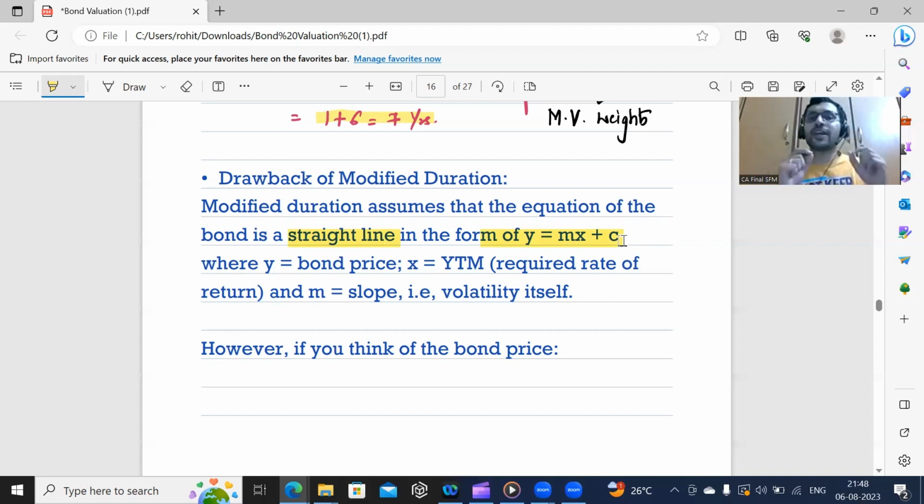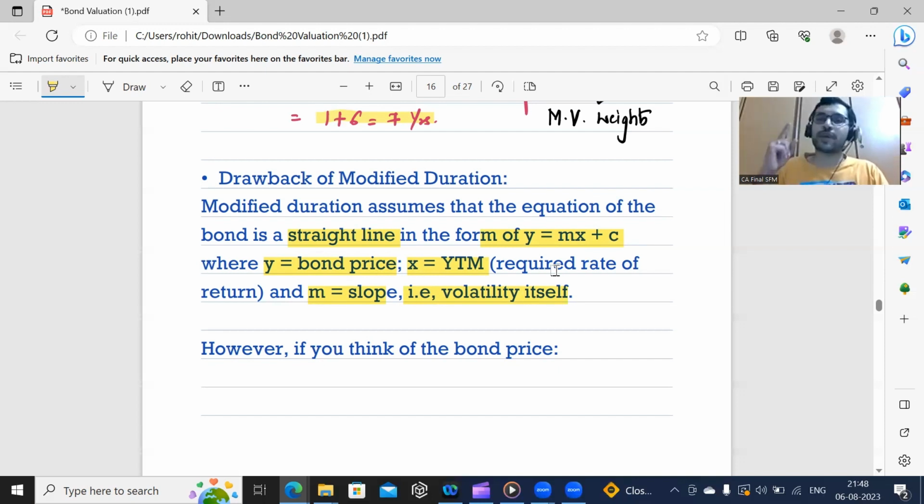All right. Modified duration actually assumes that the equation of the bond is a straight line, y equal to mx plus c, with y as the bond price or the intrinsic value of the bond, and x equal to the YTM or the required rate of return. And m was nothing but the slope, which was the volatility itself. The meaning of m was: when x changes by 1 unit, how much does y change by? All right, so that was nothing but volatility, right?